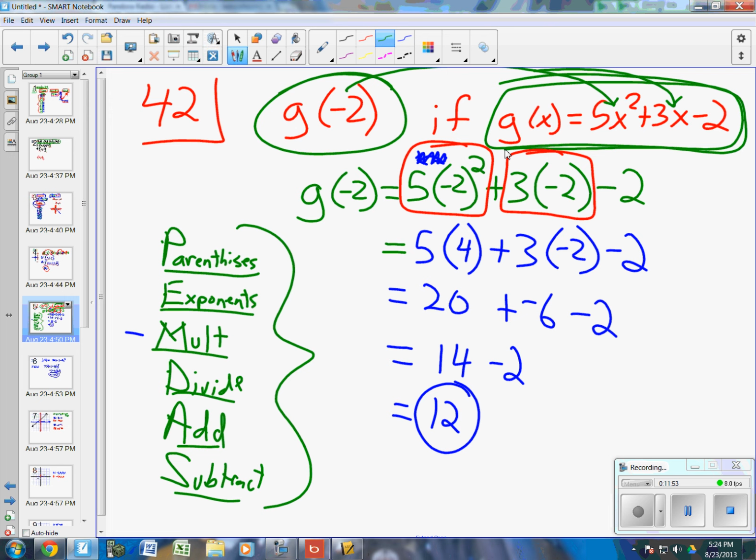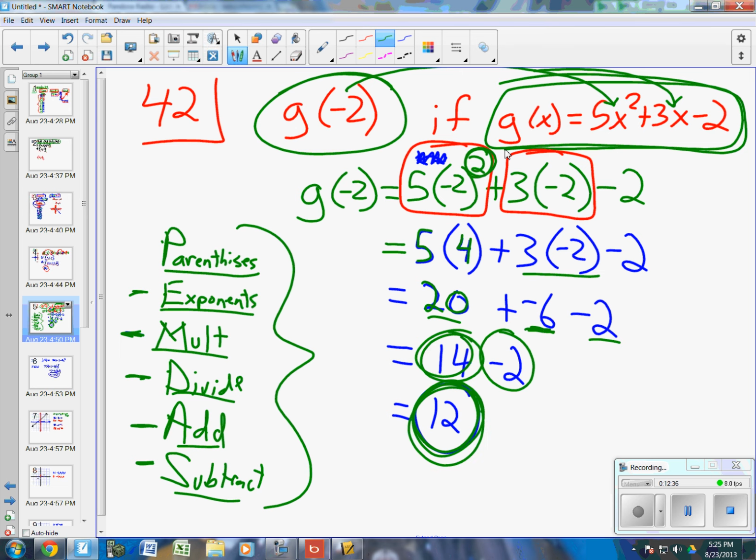So I go on to the next one, which is to raise this to an exponent of 2. So I raise negative 2 to the second power before I times it by 5. It would not be correct to times 5 by negative 2 first. So negative 2 squared is 4, and 5 times 4 is 20. 3 times negative 2 is negative 6, minus the 2. After exponents came multiplication, and now we don't have any divide. We go on to add and subtract. Add and subtract, you just do left to right. So 20 plus negative 6 makes 14 right here. And then 14 minus 2 makes 12. And there's your answer right there. So keep that in mind.